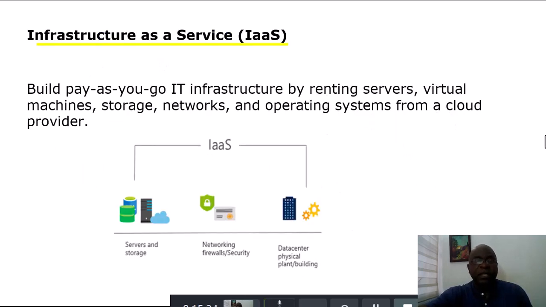So let's move ahead. Now we're going to be talking about the service models. The very first one we're going to look at is infrastructure as a service. It's a pay-as-you-go service that lets you rent servers, virtual machines, storage, network, and operating systems from the cloud provider. I like to use a scenario of a car to compare all three.